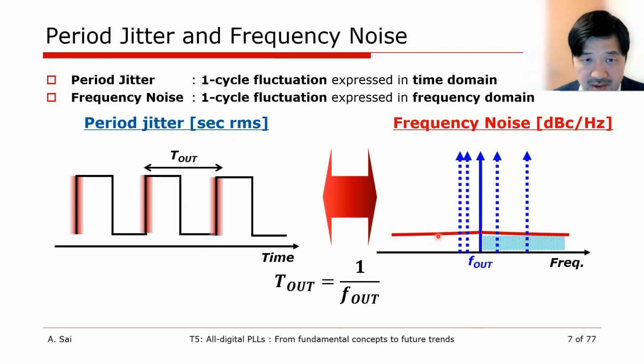This section explains the relationship between the periodic jitter and the frequency noise. Periodic jitter is a time fluctuation that occurs in one clock cycle. And the frequency noise is a frequency fluctuation that occurs in one cycle. There is such a relationship, and they can be easily converted to each other.